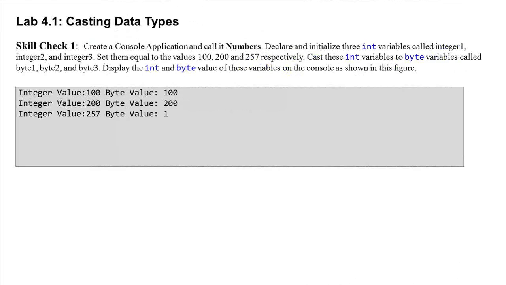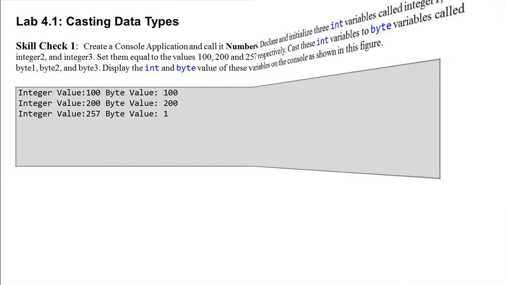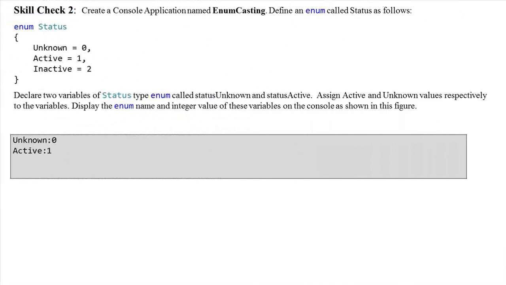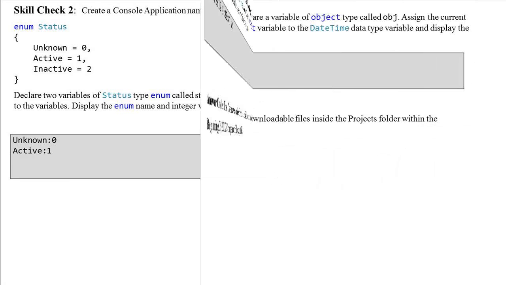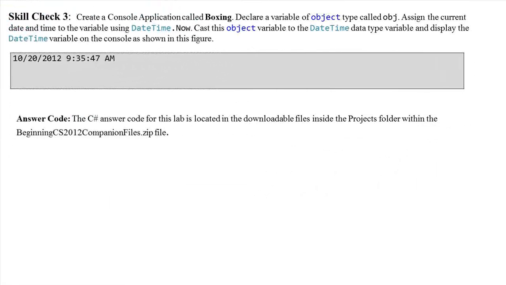Time for Lab 4.1, Skill Check 1. Take a moment to pause this video and challenge yourself to do this skill check. Skill Check 2. Take a moment to pause this video and challenge yourself to do this skill check. Skill Check 3. Take a moment to pause this video and challenge yourself to do this skill check.